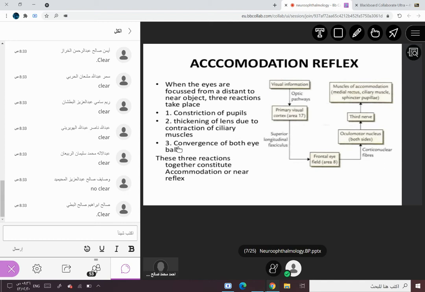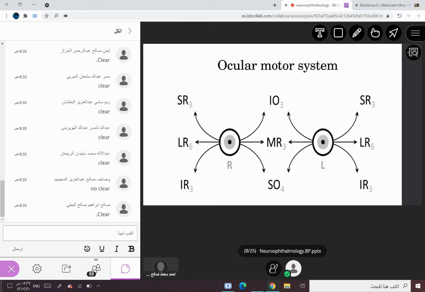Then the convergence of both eyes, or both globes, or both eyeballs. And these that we mentioned are constituting the accommodation reflex. So for me, if you know what is happening, it is very important. The reflex is not important at this level, at least.